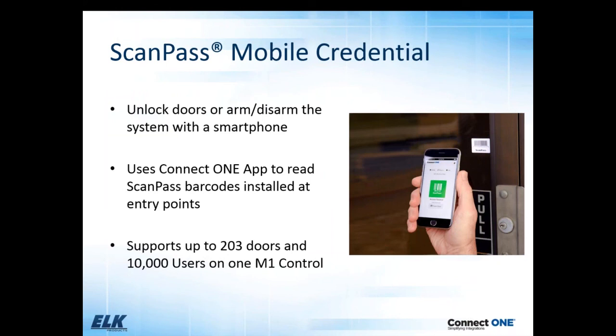ScanPass is a mobile credential that allows you to unlock doors or arm and disarm the system from your smartphone. It uses the Connect One app to read the barcode installed at the entry points. It supports up to 203 doors and up to 10,000 users on one M1 control.